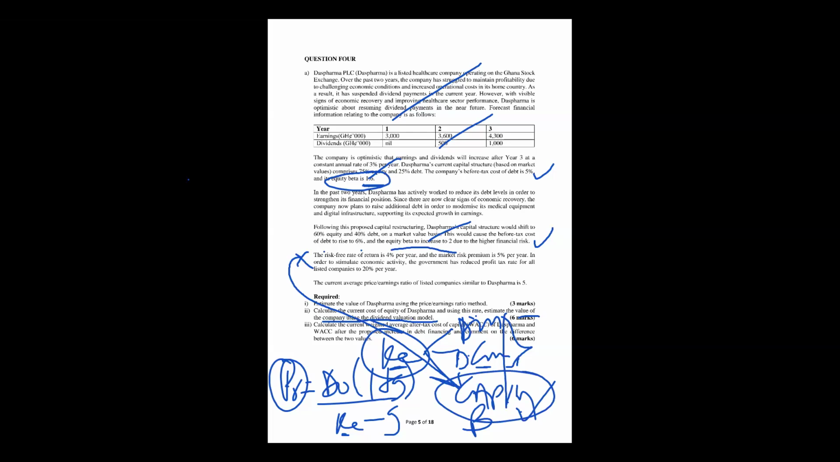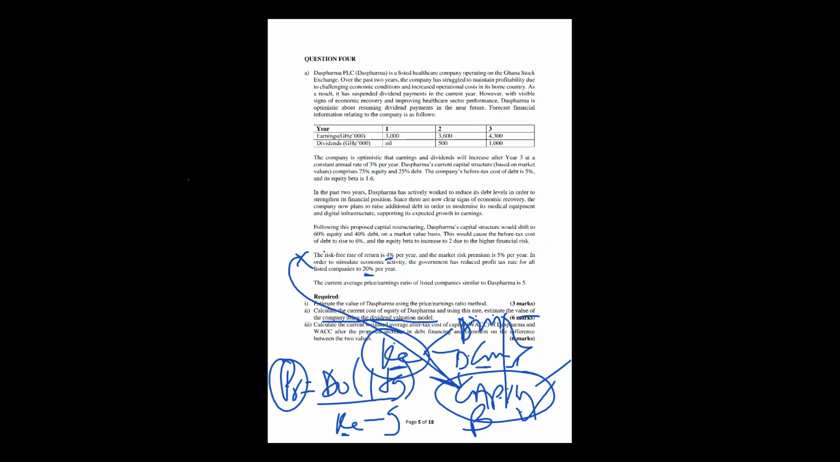If I hadn't read the requirement to first determine which one I'm going to use, I would have gone through question 4 without knowing where I'm going to arrive. However, because they said cost of capital, I'm anticipating either the CAPM or the first one, and I'm searching for the variables which will give me the values for the formula. So the risk-free rate of return is 4%, and the market risk premium is 5%. In order to stimulate economic activity, the government has reduced profit after tax for all listed companies to 20% per year. So it means I'm going to use CAPM immediately.